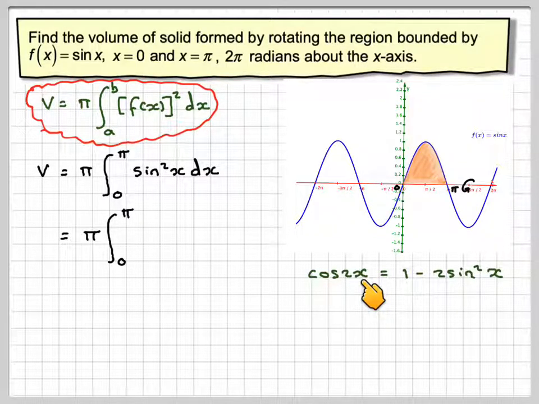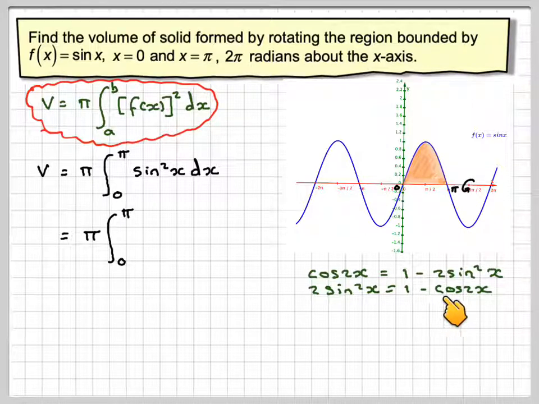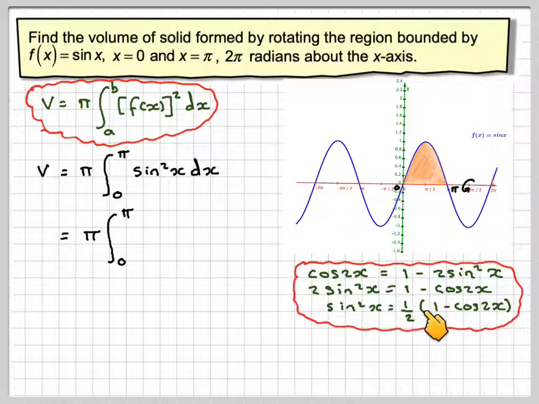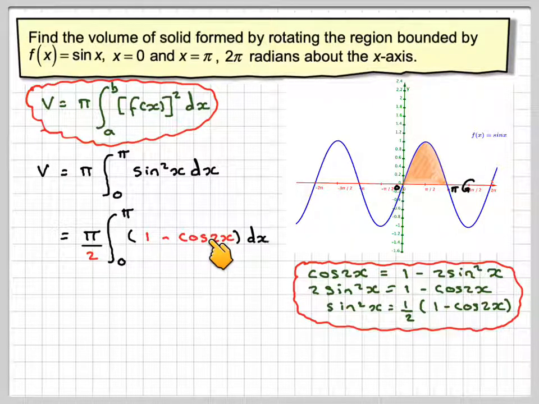Now to integrate sine squared x we use this technique. Cos 2x, using the double angle formula, is 1 minus 2 sine squared x. Rearranging that, 2 sine squared x is equal to 1 minus cos 2x. Then dividing by 2, we get that sine squared x is a half brackets 1 minus cos 2x. So underneath the pi here, I'm going to take out that half, and then in the brackets, I'm going to put 1 minus cos 2x dx.